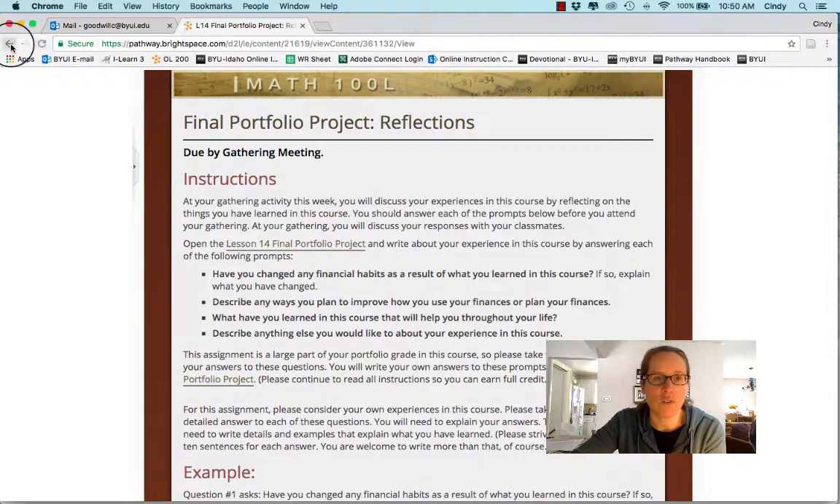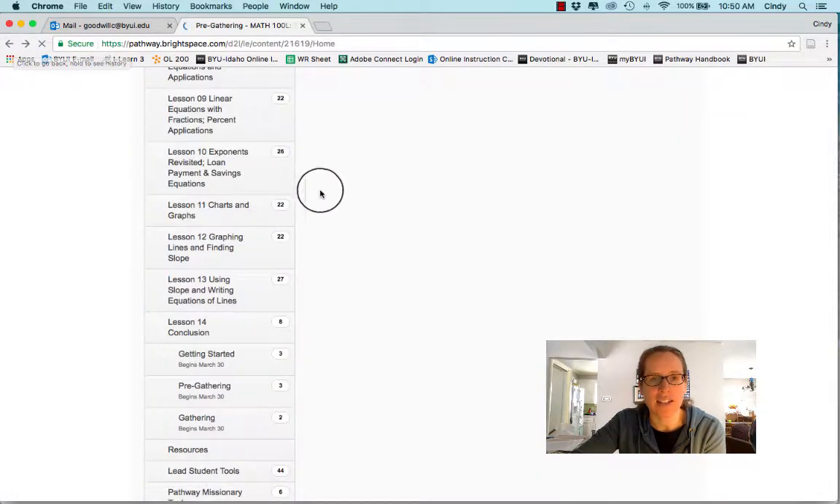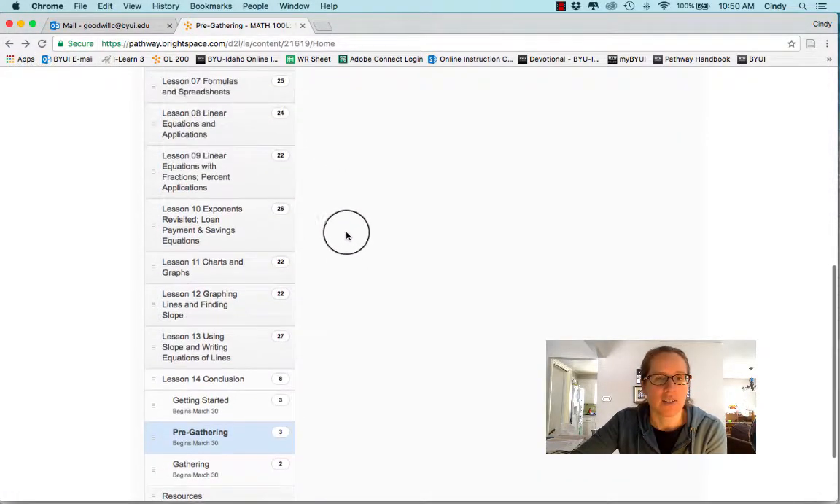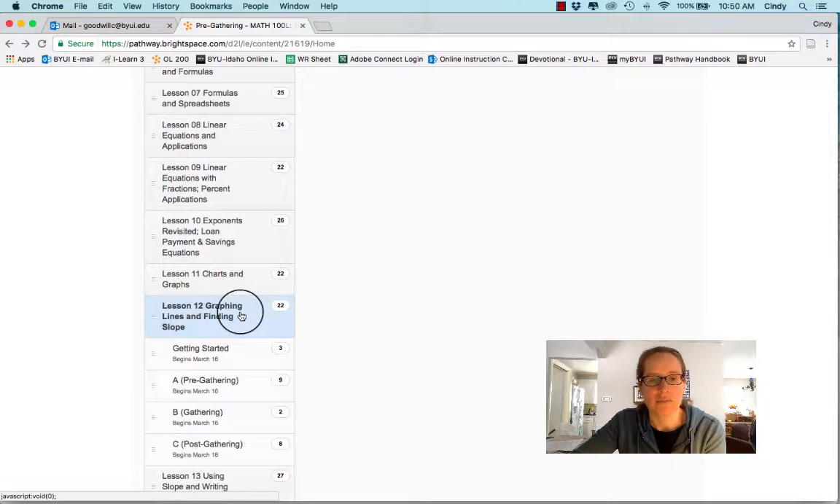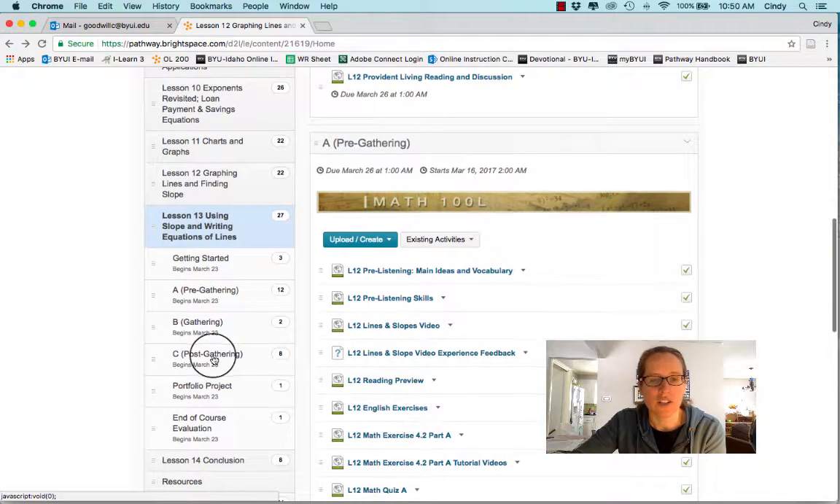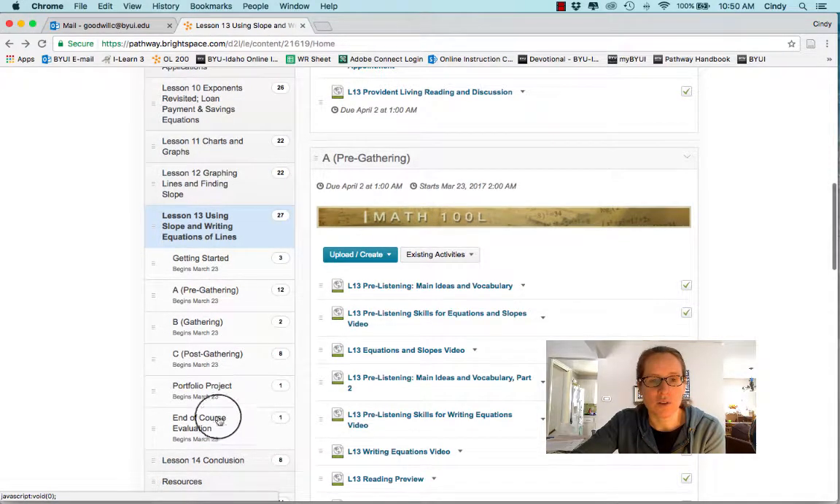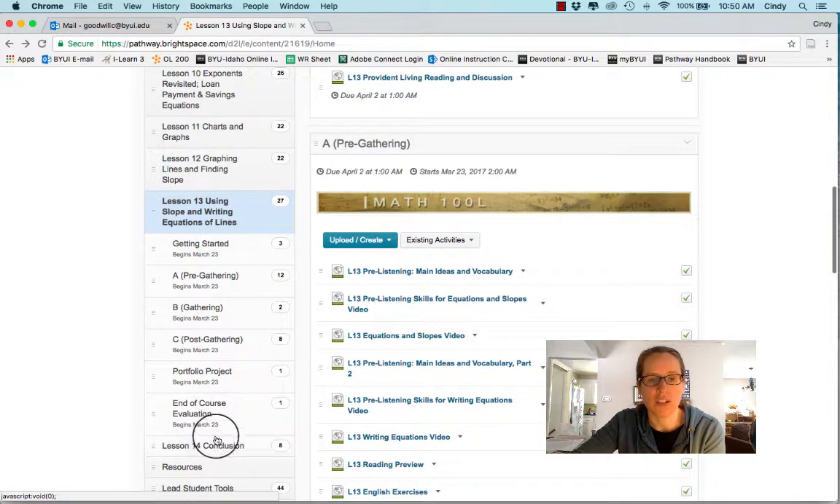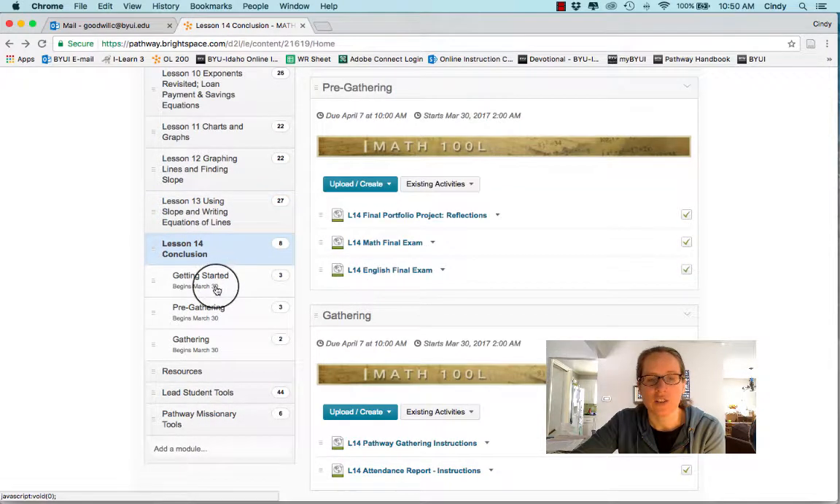Remember, this is week 14. I'm just giving you a preview, a heads up, so you know what's coming up. So this week, pretty straightforward. Everything's pretty much the same as normal. Lesson 13, pretty much the same as normal. You have an end of course evaluation and a portfolio project. And then lesson 14, that's in 2 weeks.